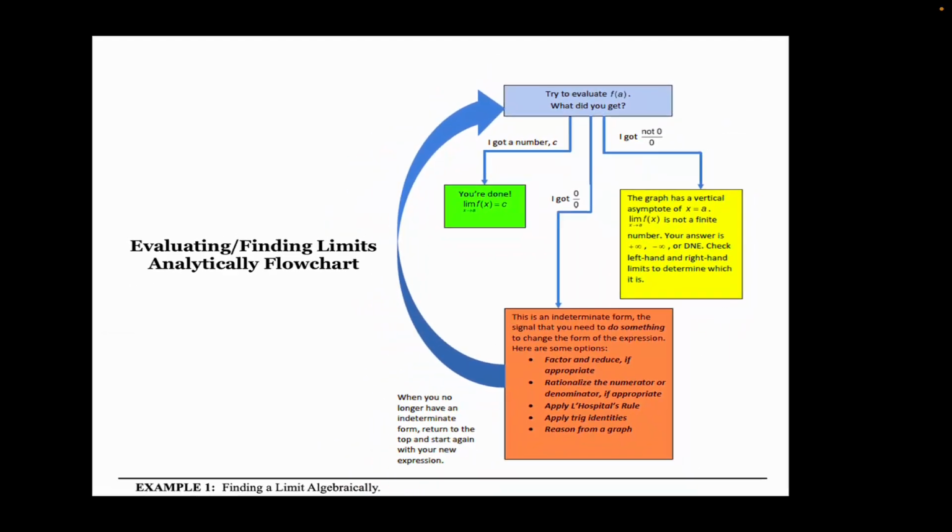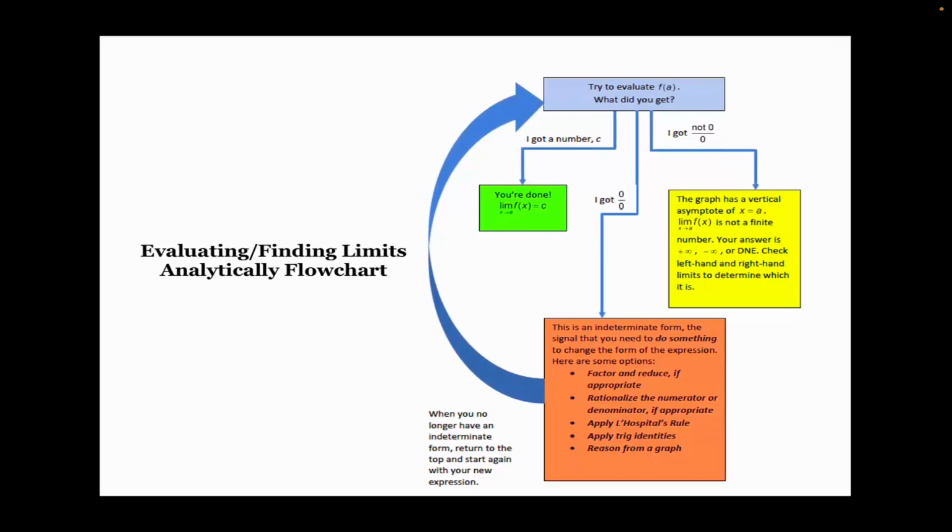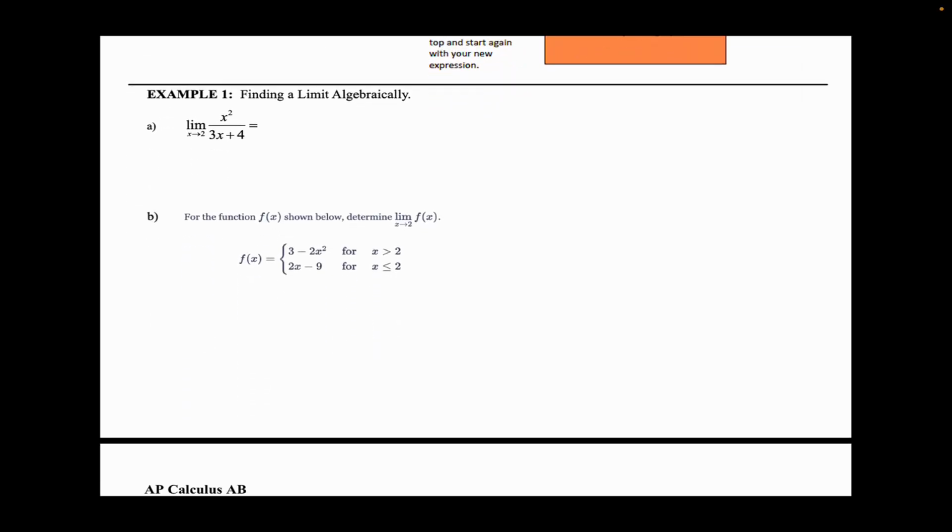The next page is kind of a reference sheet. The top is a reference sheet on how I do limits. I put it there just as a reference sheet. It's a flow chart. If it helps, great. If it doesn't, I just put it there. All right. So let's look at our first example.